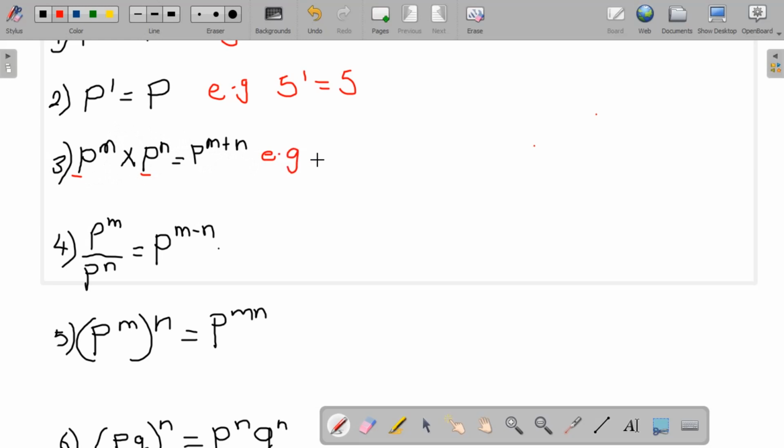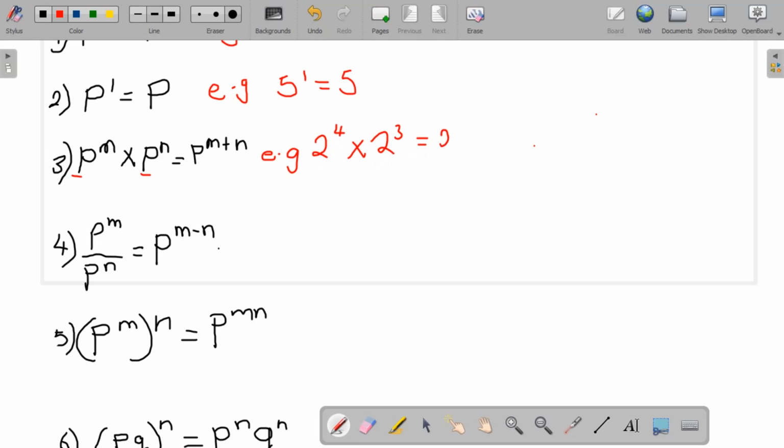For example, if we have 2 to the power 4 multiplied by 2 to the power 3, we have the same base. This base and this base are the same. It can be any number: it can be 5, 5, it can be 6, 6, it can be 7, 7. It can be any base.